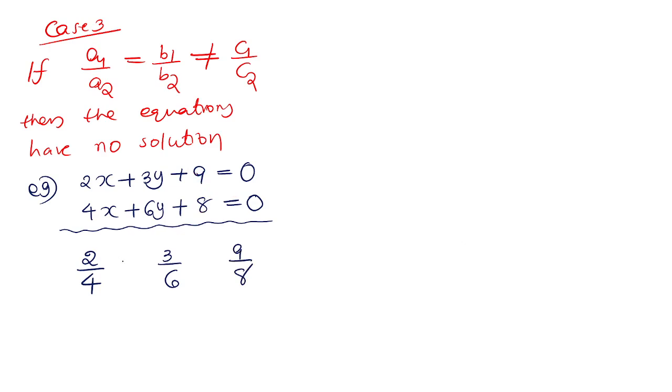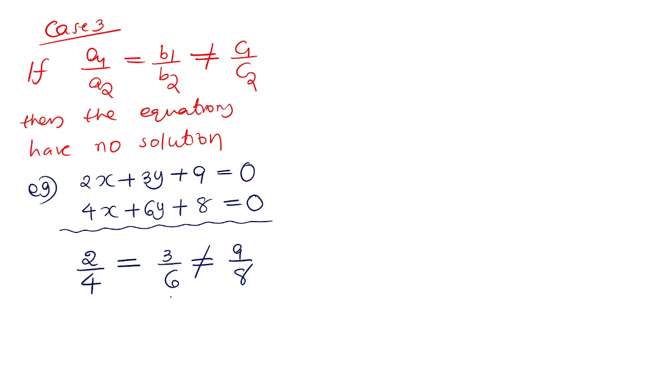The first two ratios are equal. Why? If you reduce 2 by 4, you will get 1 by 2. If you reduce 3 by 6, again you will get 1 by 2. These two are equal. See, this is 1 by 2, this is also 1 by 2. But 9 by 8 is different, right? 9 by 8 is not 1 by 2. So the third one is different.